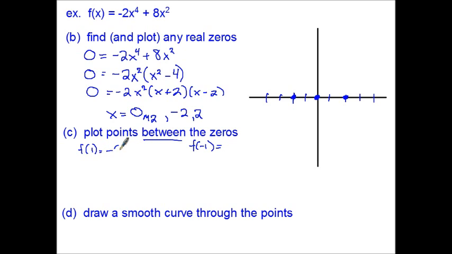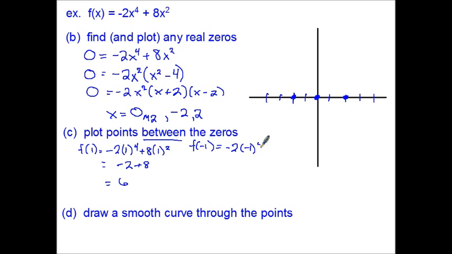So negative 2 times 1 to the fourth plus 8 times 1 to the second. Alright, so 1 to the fourth is of course 1, so negative 2 times 1 is still negative 2. 1 squared is 1, times 8, so that gives me 6. Okay, if you remember what you remember about even and odd functions, the following calculation should be no shock to you.